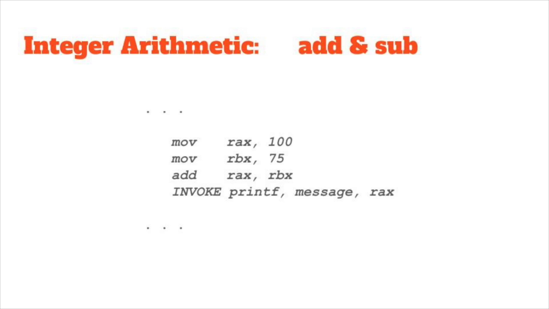Okay, and then here's the example. You set RAX and RBX to some values, and then you add them together into RAX, and then you just print it out to get your result.